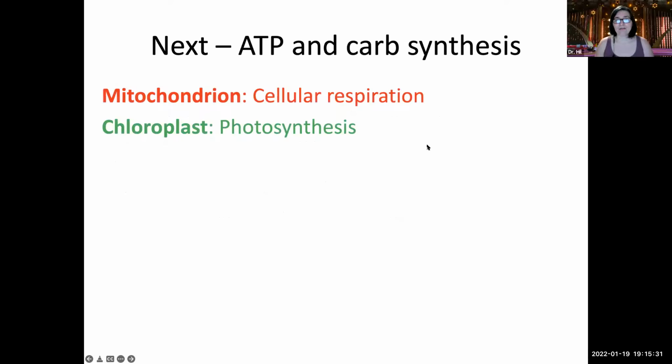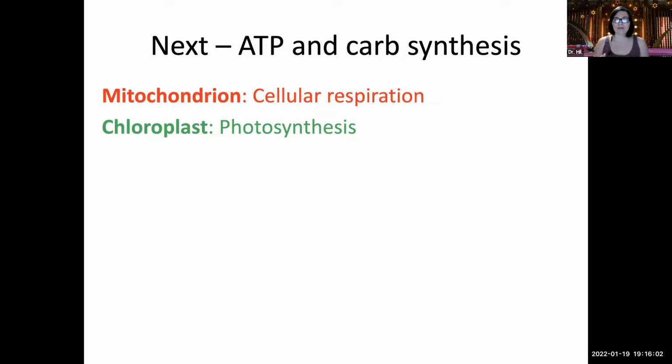For right now, I want to move on to these two organelles, mitochondria and chloroplast. And I want to tell you the two reasons that we need to talk about these organelles in particular. First of all, they are the place where important metabolic processes happen in some eukaryotic cell types. And then we want to be able to compare that to what happens when these same processes occur in a prokaryotic cell, which does not have these organelles.